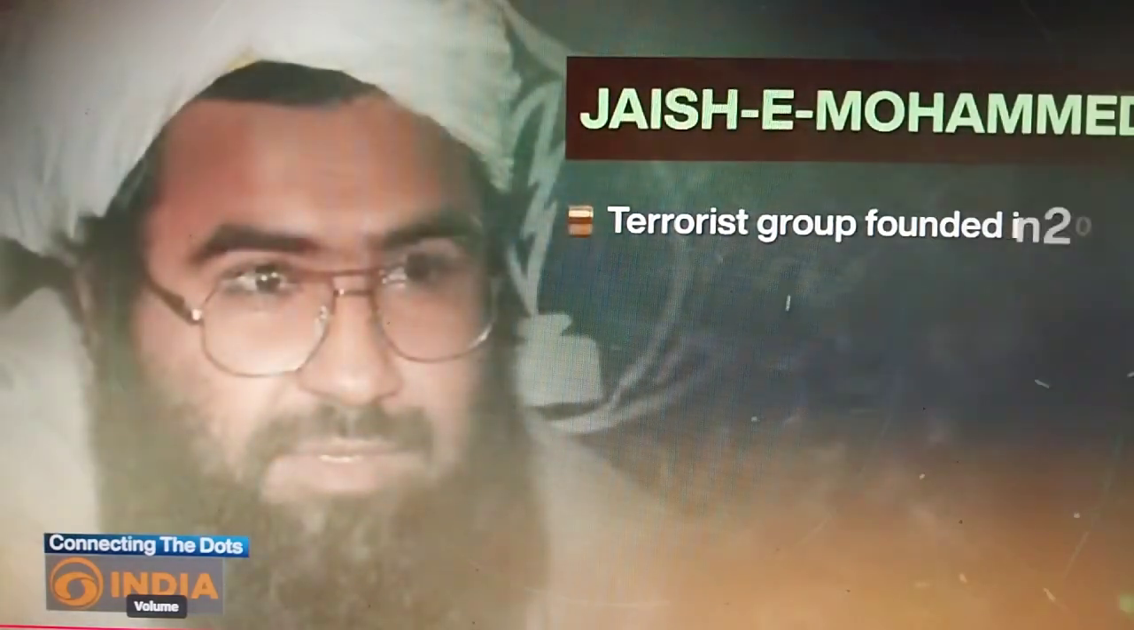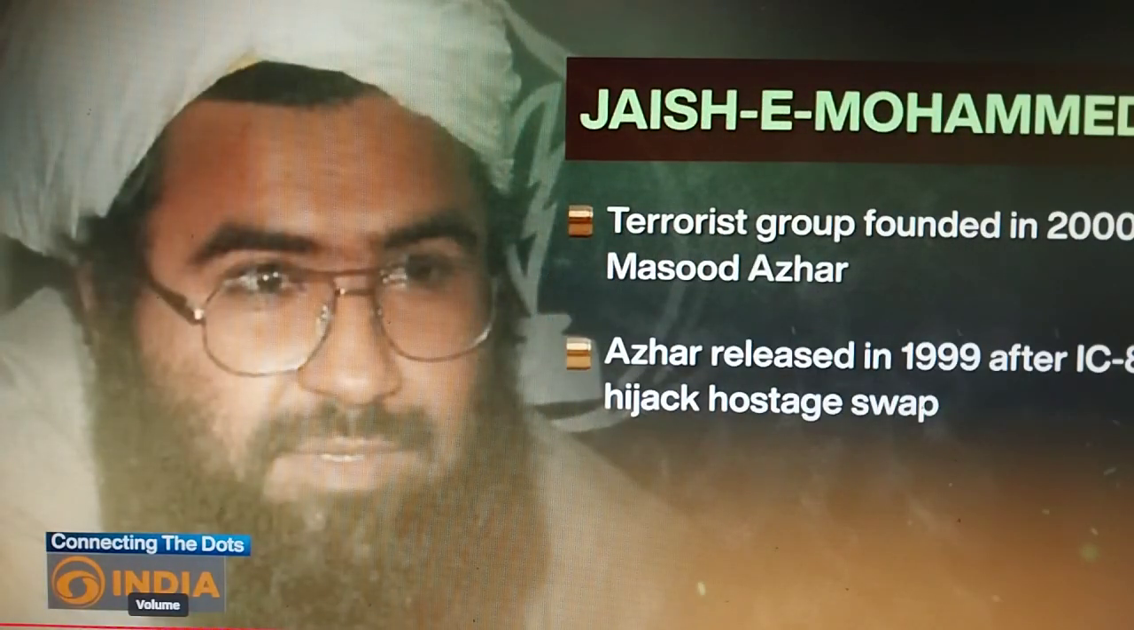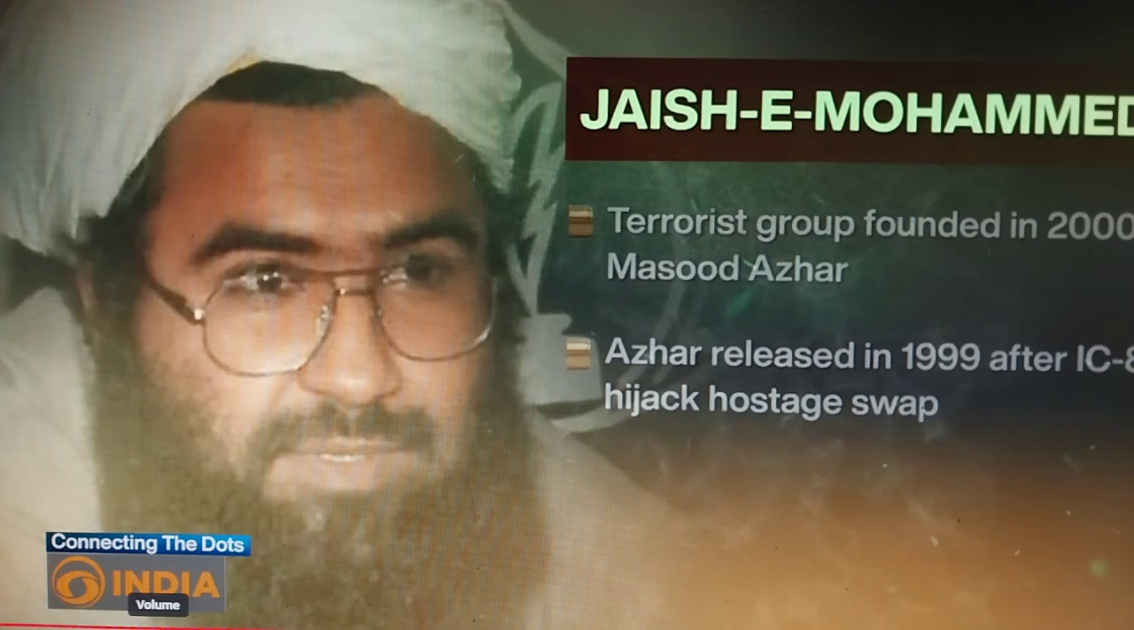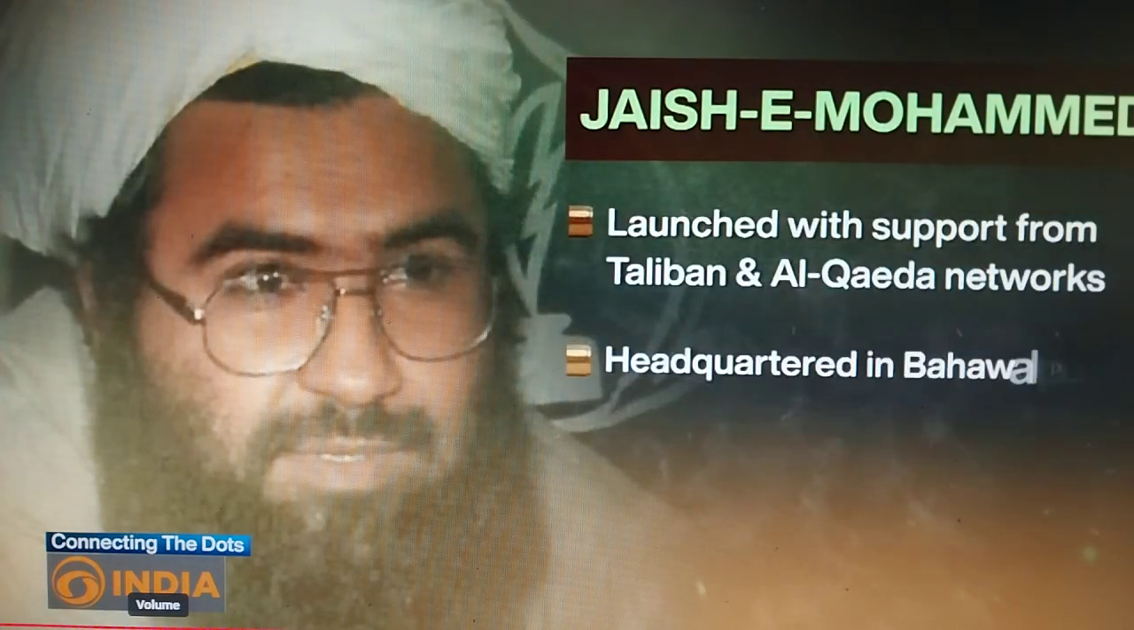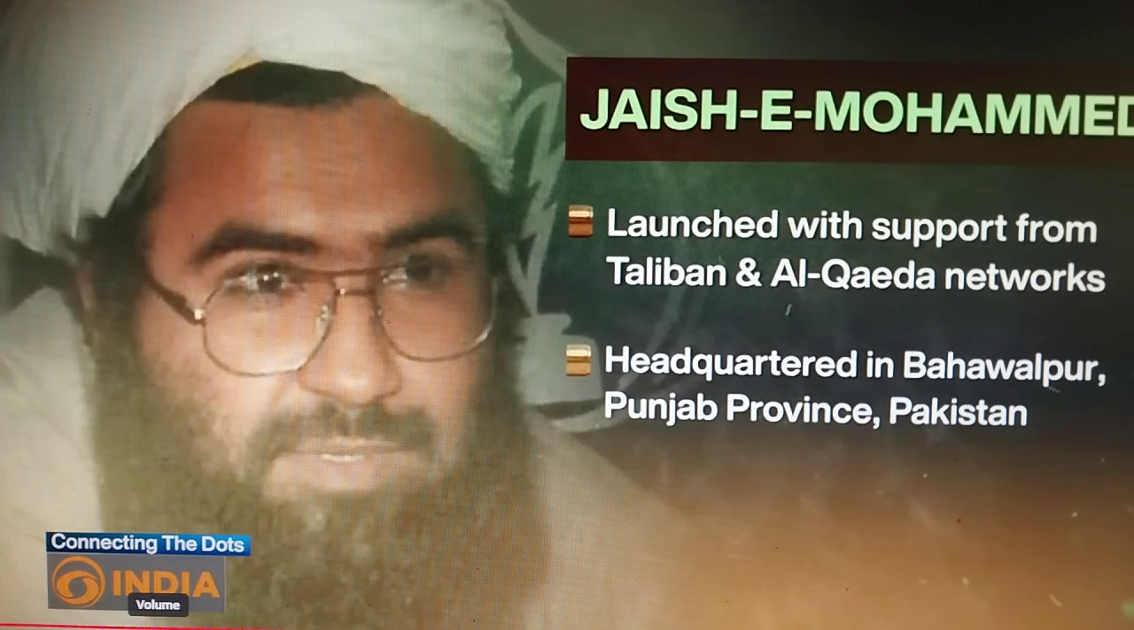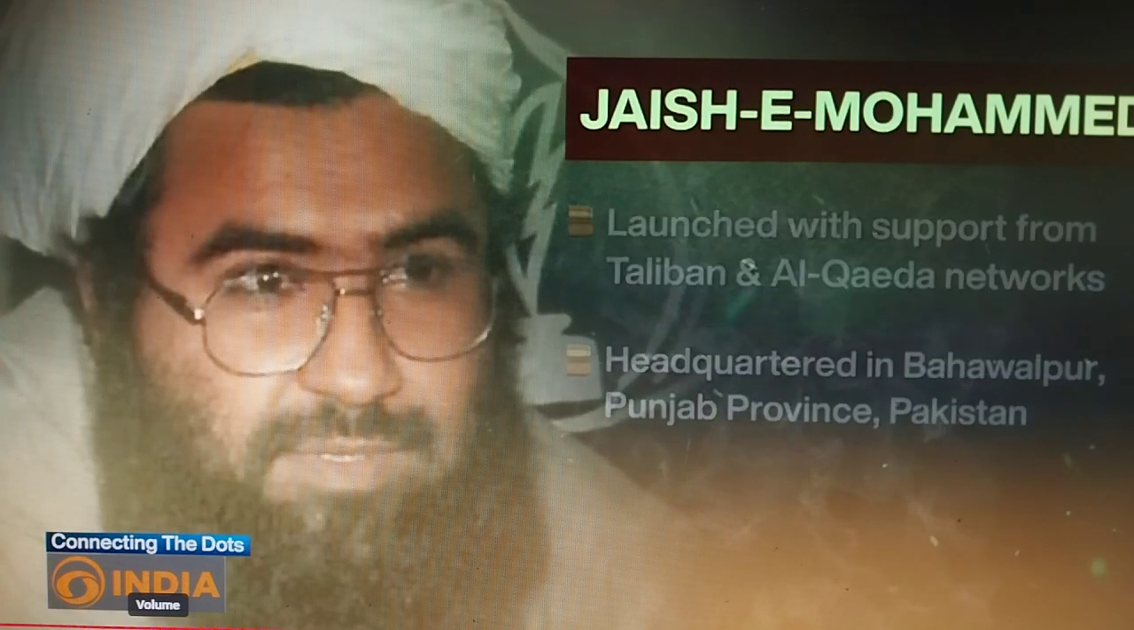Now let's talk about Jaish-e-Mohammed, or JEM. This terrorist group was founded in the year 2000 by Masood Azhar. He was released from an Indian prison in exchange for the hijacked passengers of the plane IC-814 in 1999. Soon after his release, Azhar launched JEM with backing from Taliban and Al-Qaeda linked networks. The group is based in Bahawalpur, also in Pakistan's Punjab province.